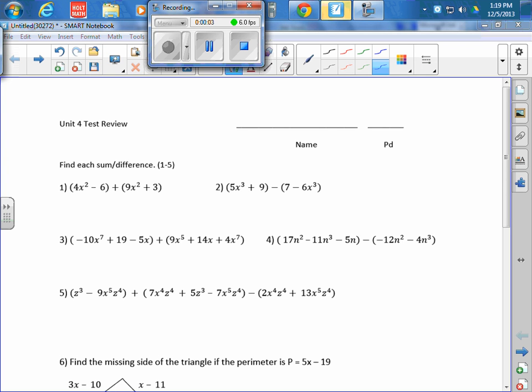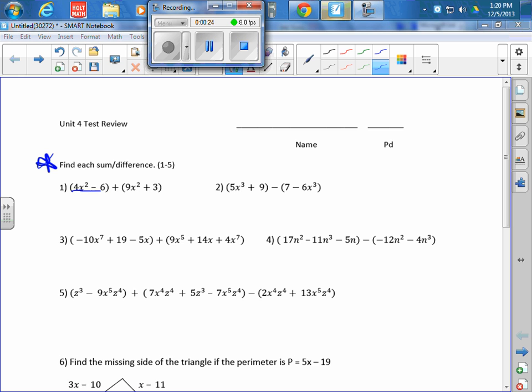So here we are taking the Unit 4 test review. And as with any test, make sure you read the directions first. It says to find each sum or difference. And the reason why I'm making such a big deal about making sure you read the directions is, what was one of the last things that we did in this unit? It was foiling, wasn't it?